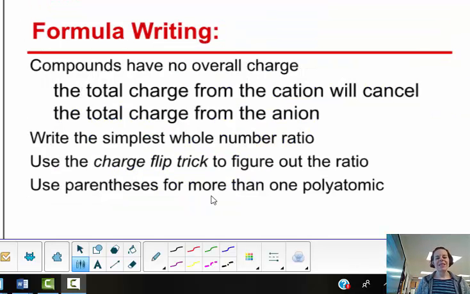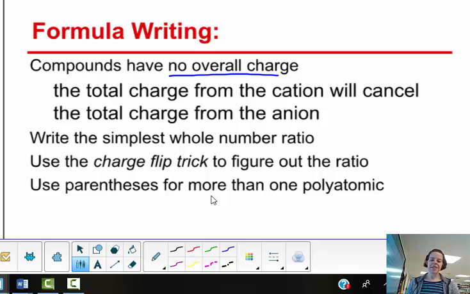Okay, here's some fun stuff. Let's talk about formula writing. Okay, so a couple of things to remember when you write formulas. Compounds have no overall charge. Okay, so when you put the plus and minus together, they have to neutralize each other out completely. Okay, so the total charge from the cation cancels the total charge from the anion. And you have to write the simplest whole number ratio. Like in math class, you always simplify things.